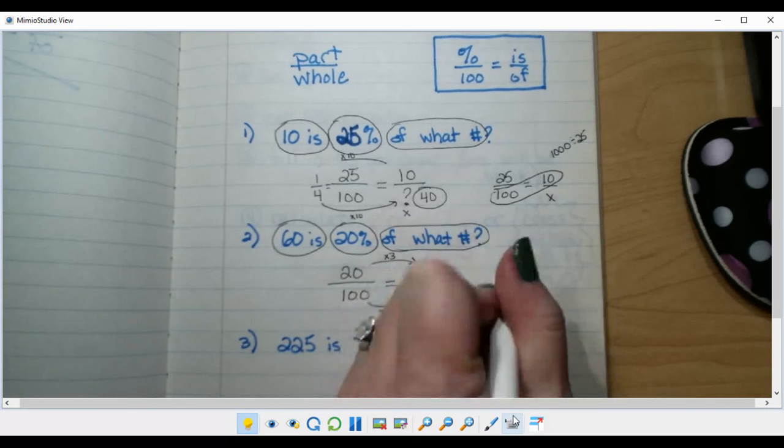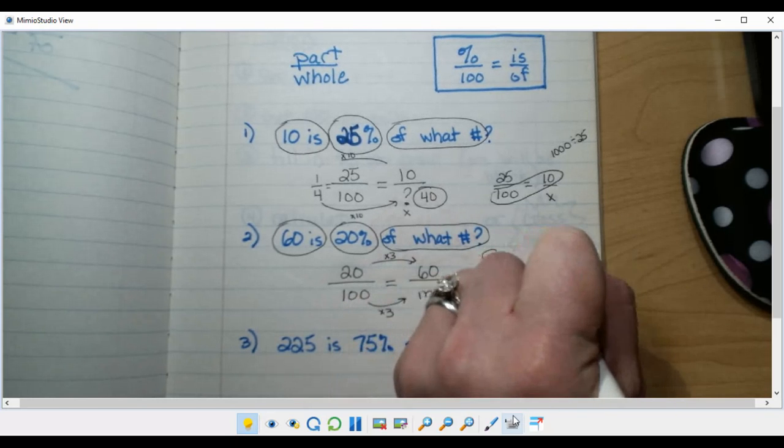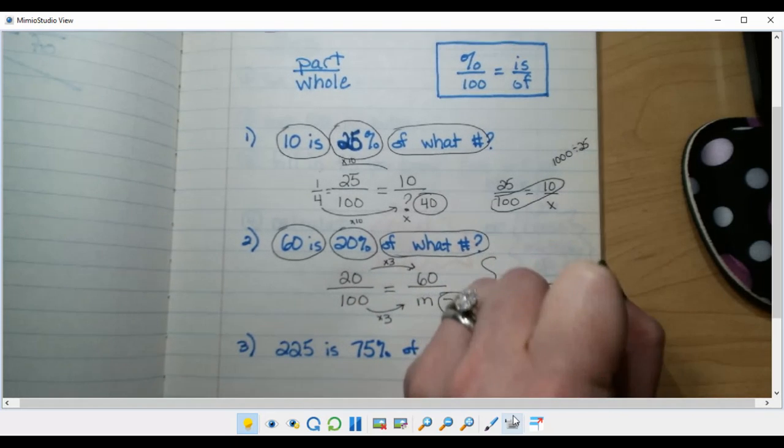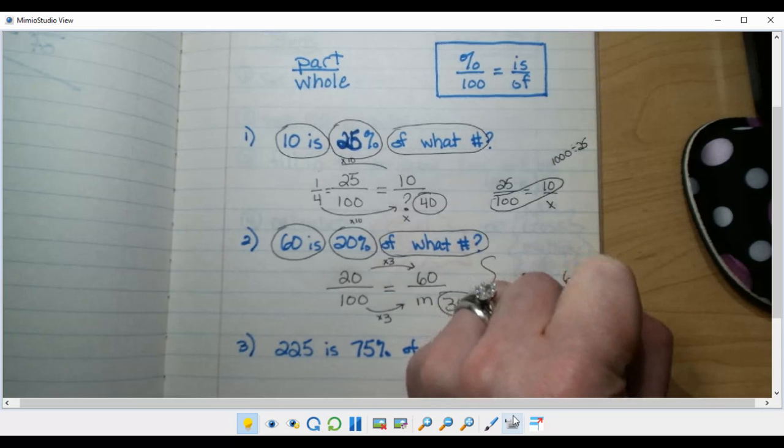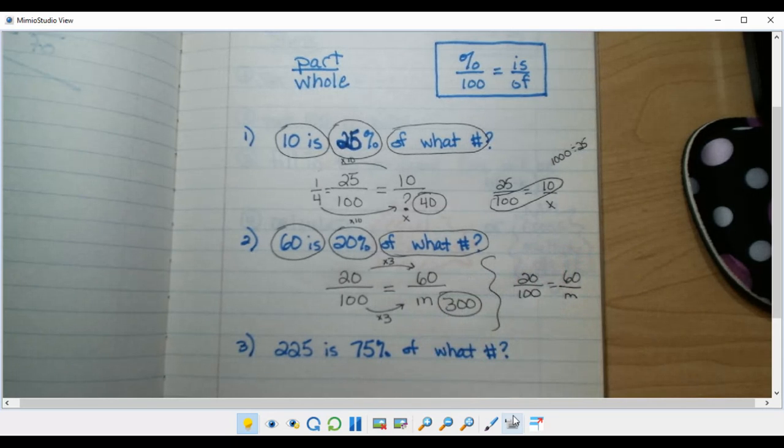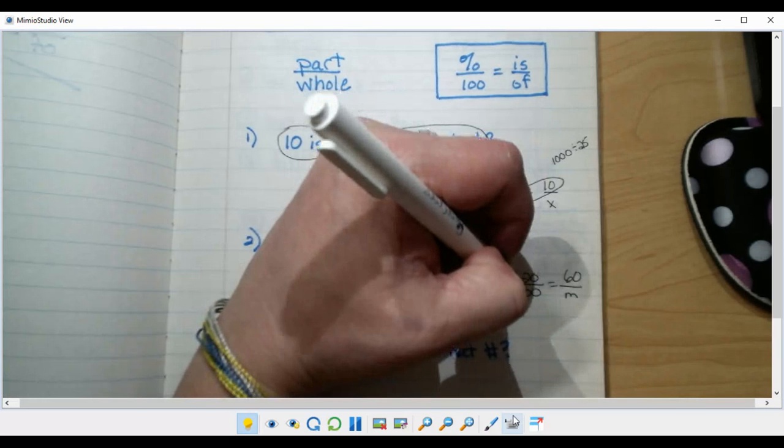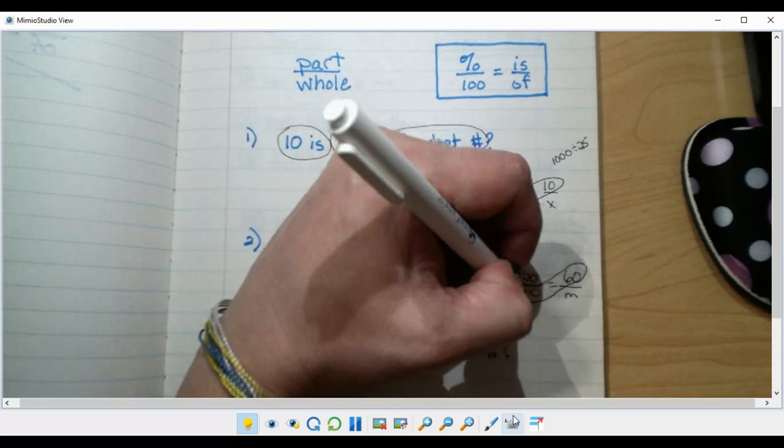Okay, let me show you how to do this cross multiply again, because I know for some of you this is the first time that you're seeing this. So we have our same formula set up. 20 over 100 equals 60 over m. Remember that I'm looking for the diagonal that has both numbers. So in this case, it's going to be the 100 and the 60.